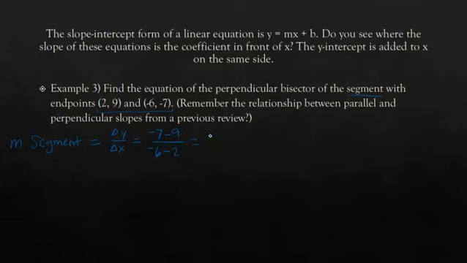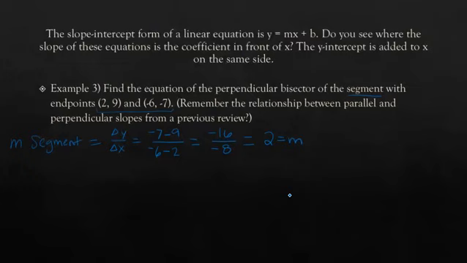-7 minus 9 is -16. And -6 minus 2 is -8. Again, I have two negatives, which makes it a positive. 16 over 8 is just 2. So my slope of the segment is just 2.